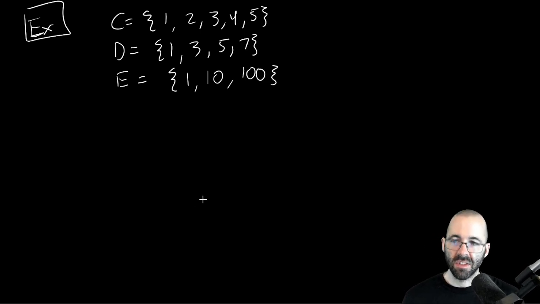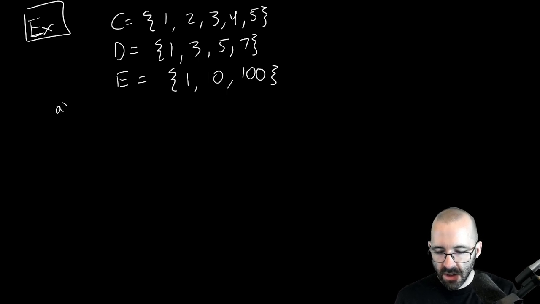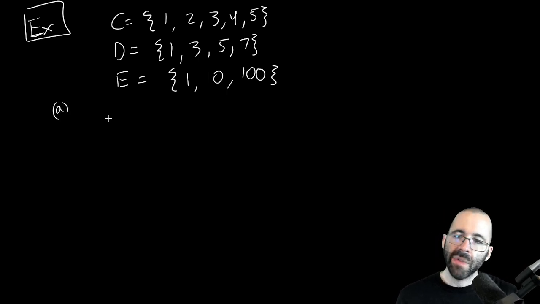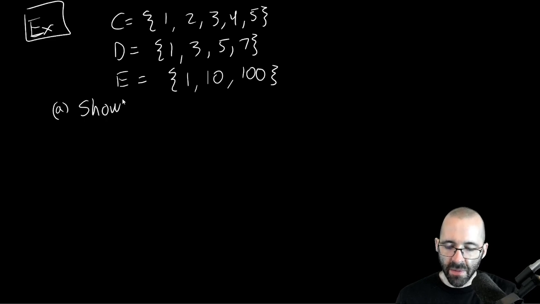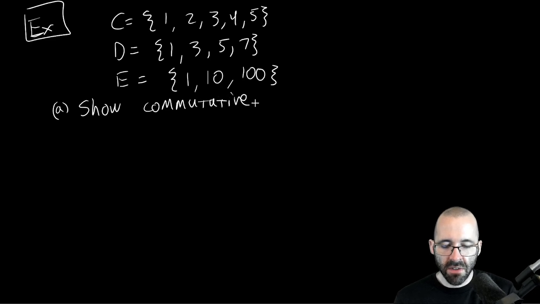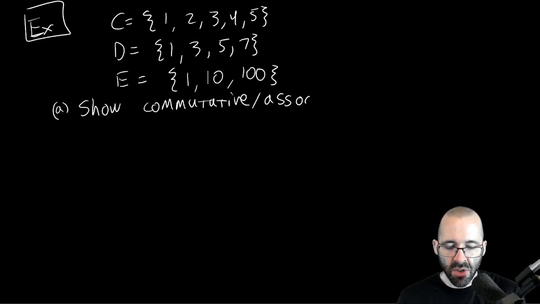All right, and I have some questions for you here. Question is, I'm not actually going to do this in the video. Well, maybe I'll do one of them. Show that these are commutative, associative, and follow the distributive property.